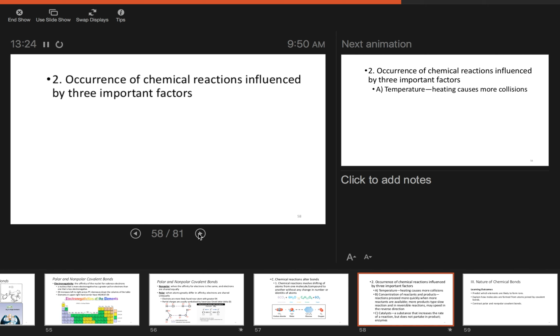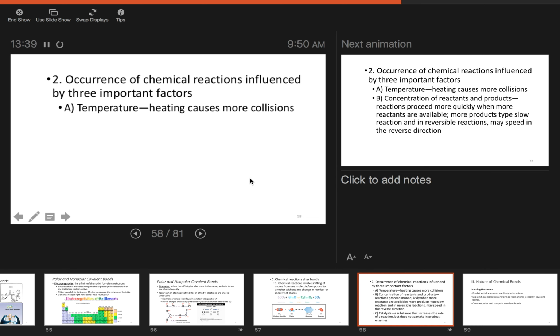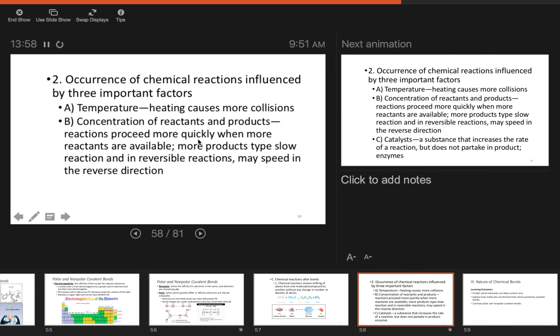Now, there are 3 factors you need to be aware of that can affect the rate of chemical reactions. First one is temperature. If you increase a solution's temperature, it helps to jumpstart chemical reactions. And the reason for that is when temperature increases, you're giving energy to those atoms, and atoms, when they gain energy, tend to move around a lot faster. And so this heating causes more collisions between those atoms.